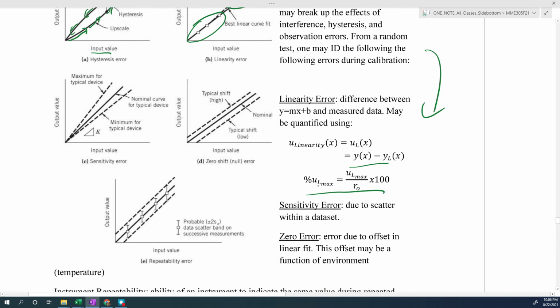Basically, the slope could be slightly lower or slightly higher, depending on how much random error you're getting within the measurement. Zero error is due to error in offset in a linear fit. If y is a function of mx plus b, and you have an incorrect value of b, this will give you errors in your value of y.